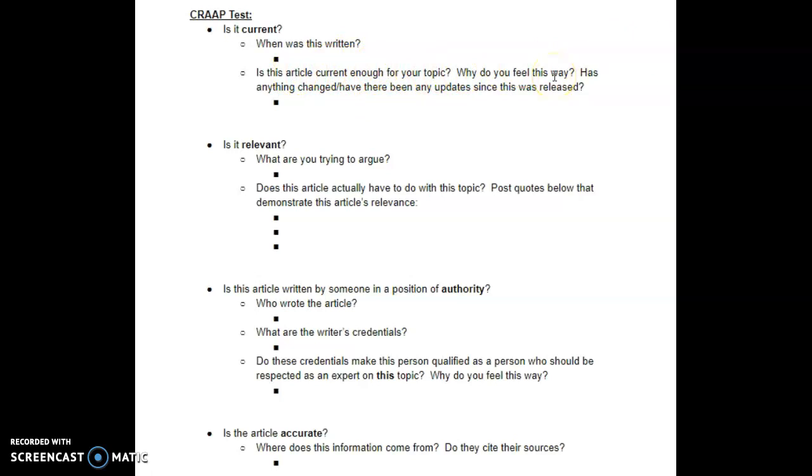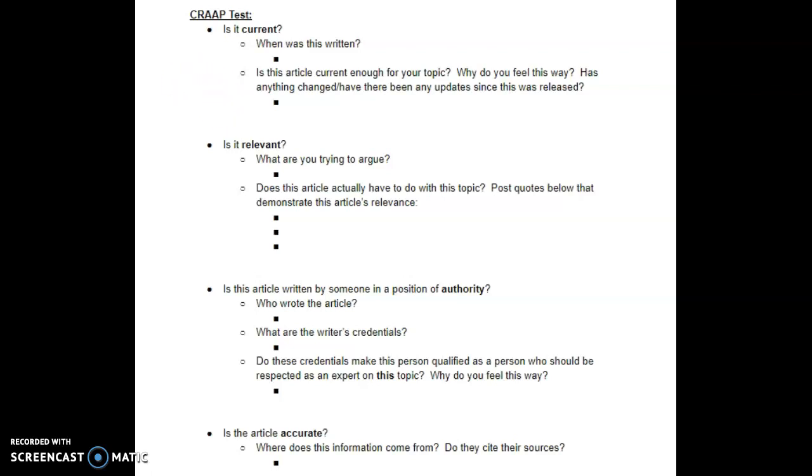Now, the question that you really need to ask yourself is, is this current enough for my topic? Now, it really, really depends on what your topic is. If your topic is gun control, then an article written from 2010 might be acceptable. If your research topic is about the coronavirus, then you're going to want the most recent article possible because even something from a month ago might be now outdated. Okay, so it is really, really important that you ask yourself, is this current enough for my topic? Has anything changed about this topic since I started?